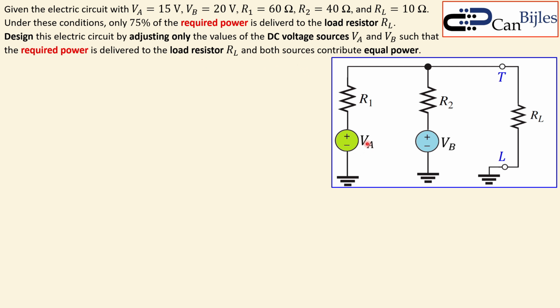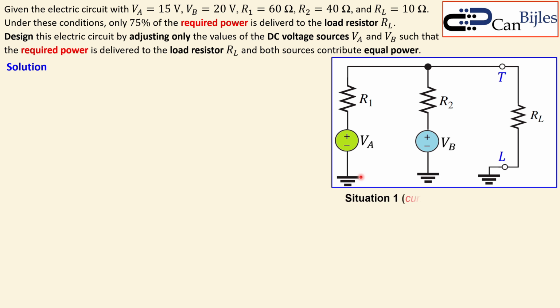So we actually have two conditions. We need to have 100% of the required power, not 75%, that is one. And the second thing is we need VA and VB to deliver equal power. So they must contribute equally. That's sort of a combined problem, so also a little bit challenging compared to example number one. So let's see what we need to do here.